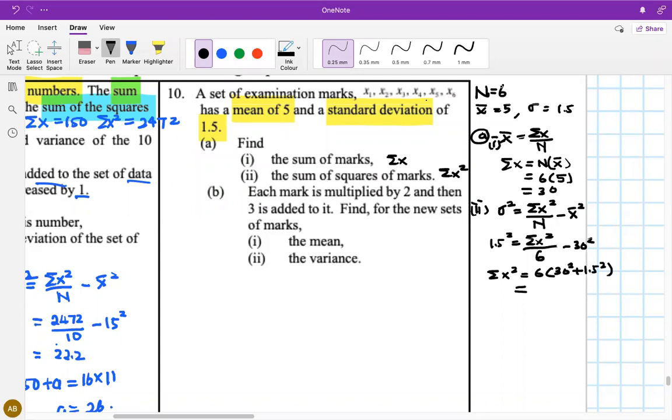So you get 5413.5. That is the sum of x squared.